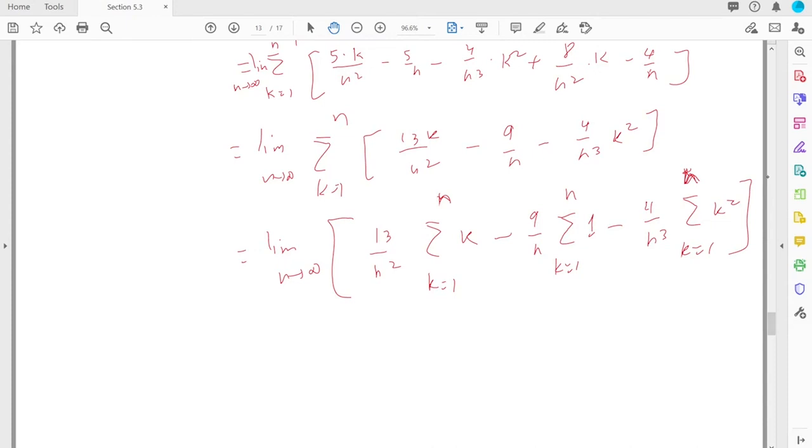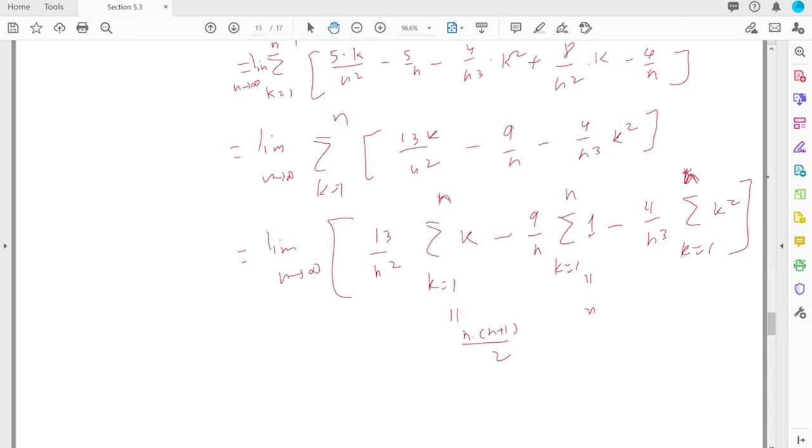Okay, so now what is the sum of the first n natural numbers? This is the formula we have. This is equal to n times n plus 1 over 2. What is the sum of the constant 1 from k equal 1 to n? So remember, when k is 1, there is no k, so it's 1. When k is 2, there is 1. So you are just adding 1 and 1 and 1 n times. So this is actually n.